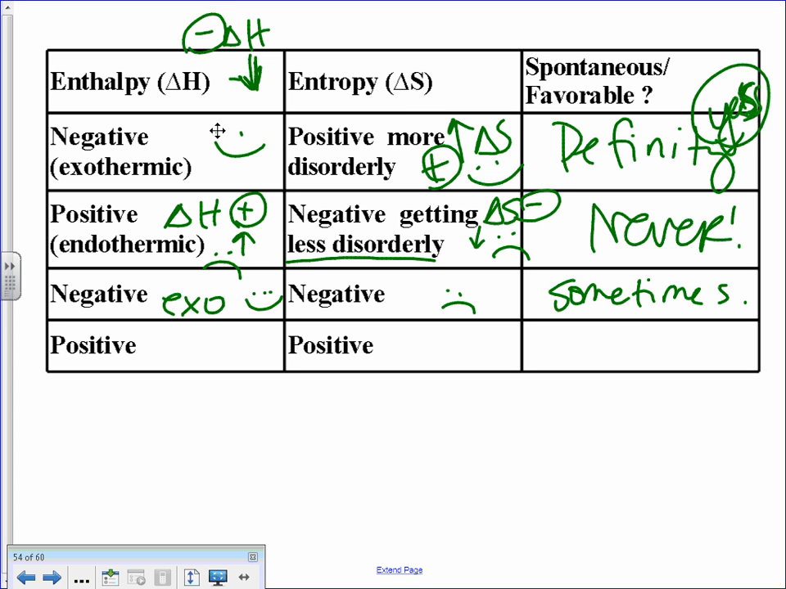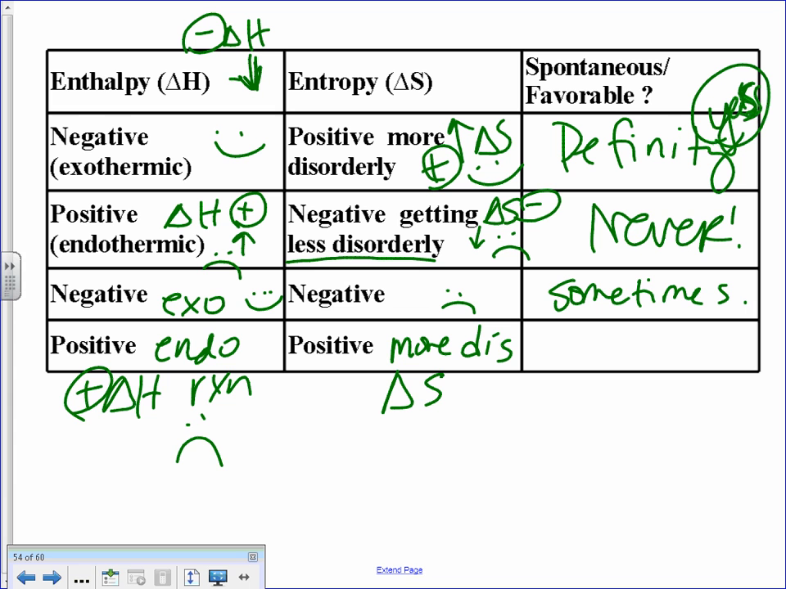And then the same case on the opposite terms here. Positive delta H is an endothermic reaction. Going up, it's getting colder, really, is what's happening there. And that's not good. We don't like that. And then the positive delta S, would that be more disordered or less disordered? More disordered. So that's more disorder, which is a positive delta S, and that's a good thing. And so because they don't agree, we are happy and sad, it's still going to be considered sometimes.